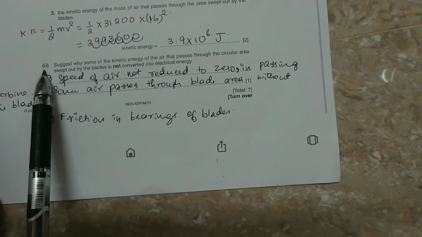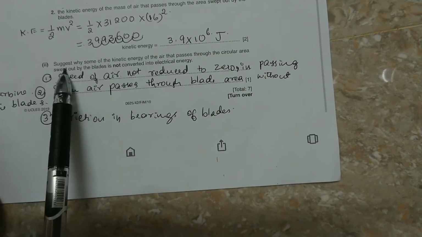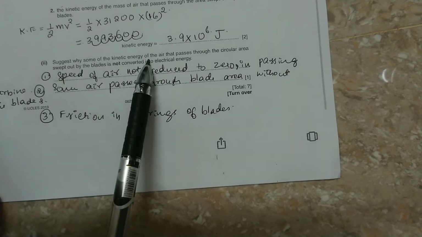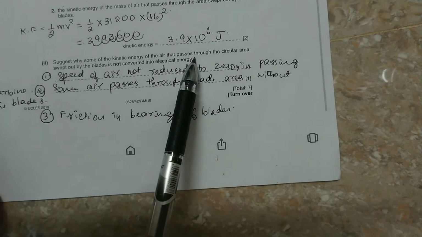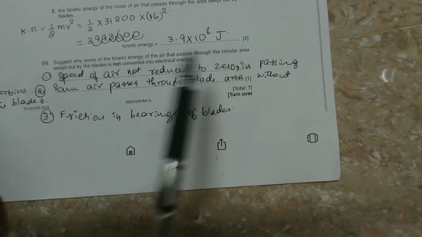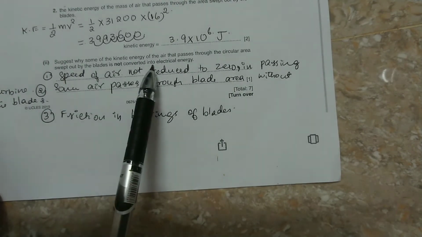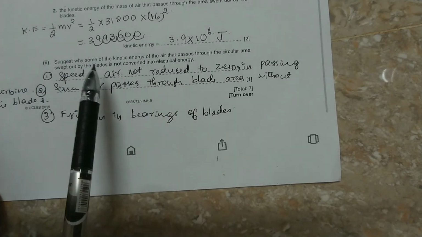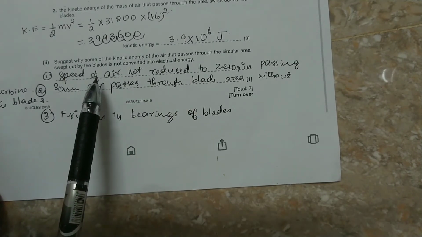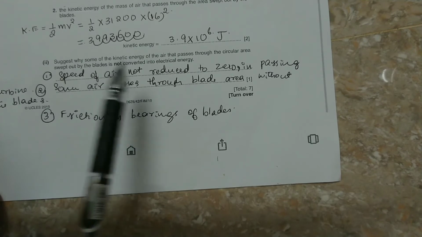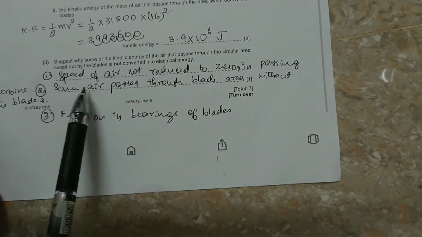Next question. Second, suggest why some of the kinetic energy of the air that passes through the circular area swept out by the blades is not converted into electrical energy. They are asking you why some of the energy is not converted into electrical energy.